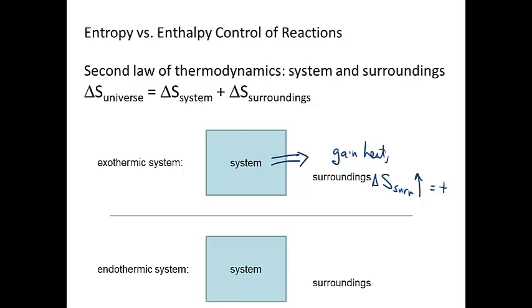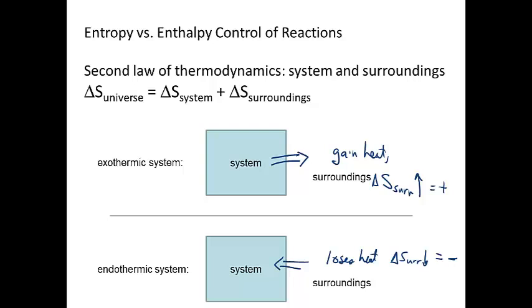For an endothermic system, energy has to come from the surroundings into the system. And so therefore, the surroundings lose heat. So delta S for the surroundings then decreases because the molecules can now move less because they've lost energy. And so therefore, the sign of entropy change for the surroundings for an endothermic reaction is negative.